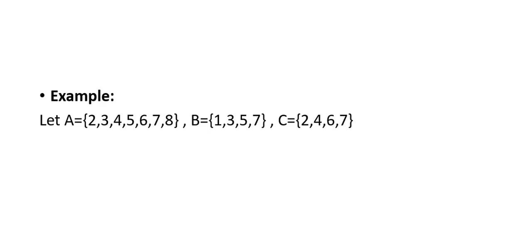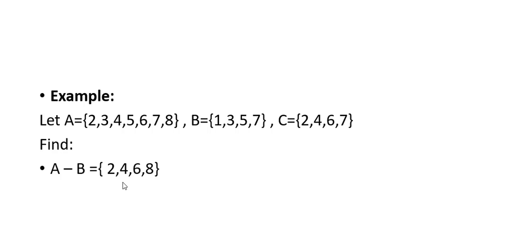We have three sets out here. Set A has elements 2, 3, 4, 5, 6, 7 and 8. Set B has elements 1, 3, 5, 7 and set C has elements 2, 4, 6 and 7. Now if I wanted to find the difference of two sets, let's say we need to find A minus B. According to the definition, we are going to subtract the members of B from A.